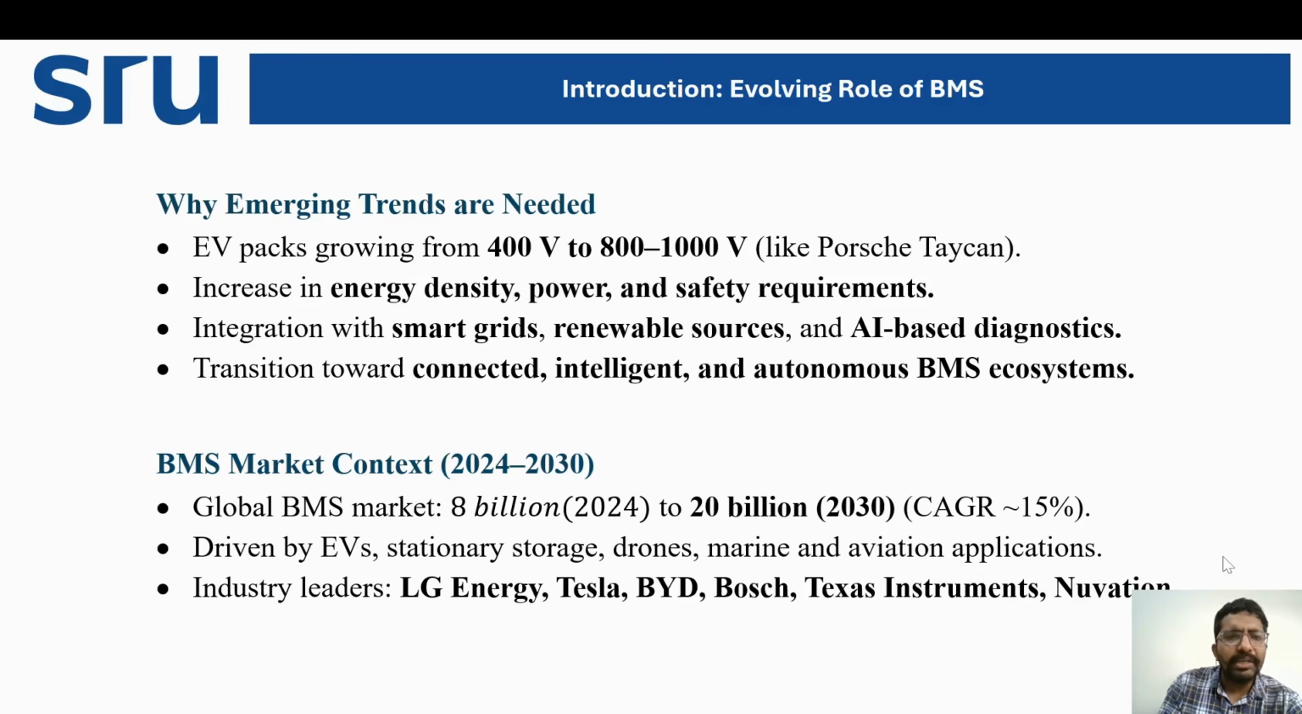Now coming to why emerging trends are needed. Why there is a need that the upgradation should be there in terms of battery management system. What sophisticated software or hardware technology we can implement. Those aspects we are going to see. So first of all, EV pack voltage is growing day by day. Earlier it was 400 to 800, now almost 1000 volts it is going. Similarly, increase in energy density, power and safety requirements. More and more safety concerns are coming.